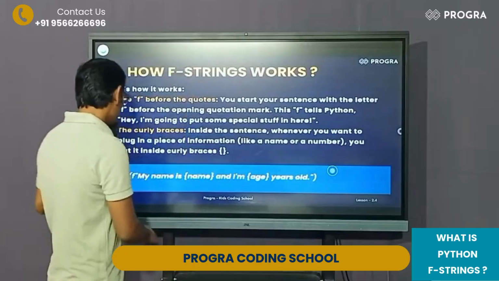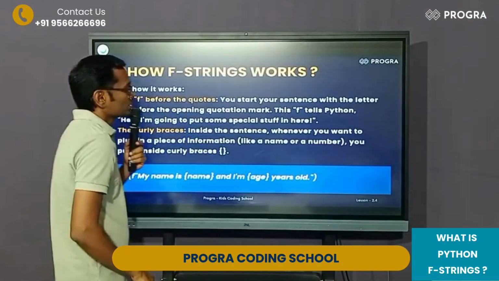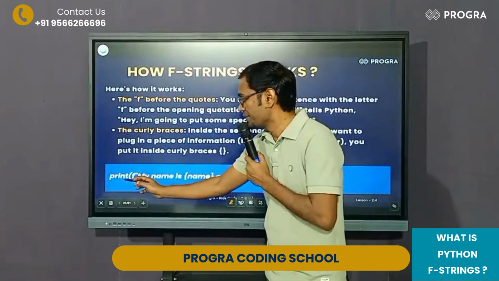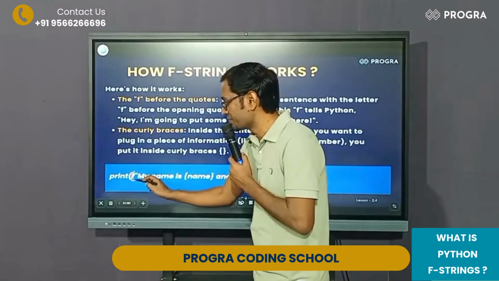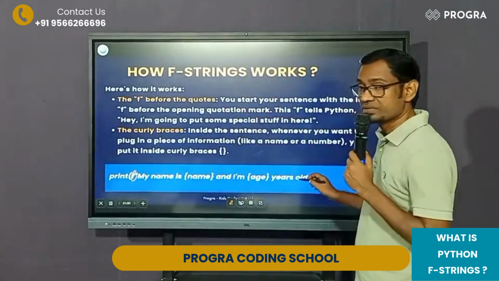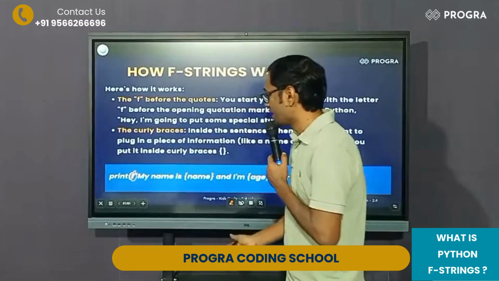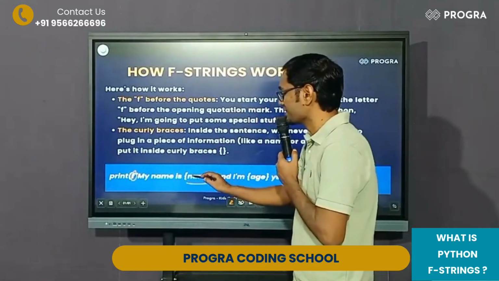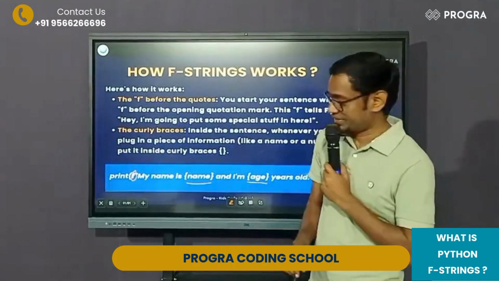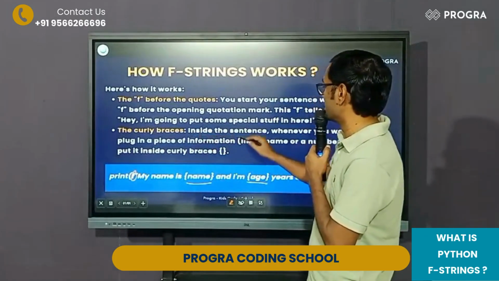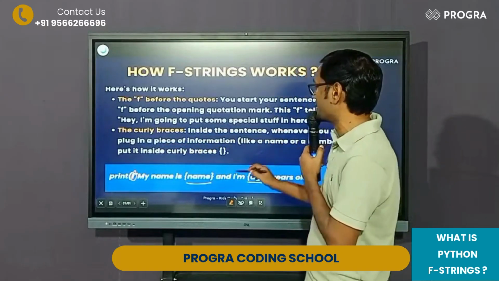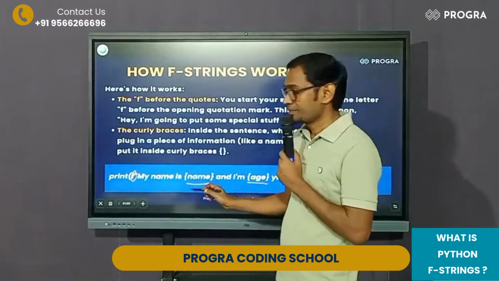So how does an f-string work? The f before the quotes. Look now: print f. Are you able to see the letter f? Then you use the quotes for the text. And these two things, name in curly braces and age in curly braces, are placeholders. Whenever you want to plug a piece of information like a name or number into a sentence, you can put it inside curly braces.